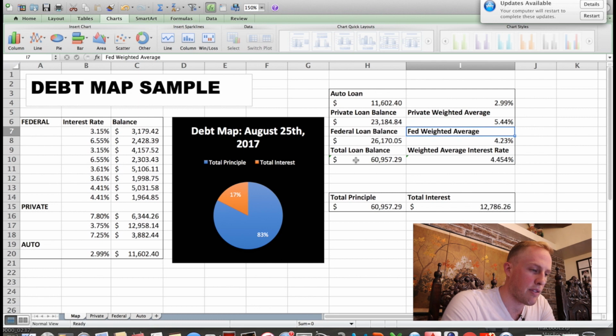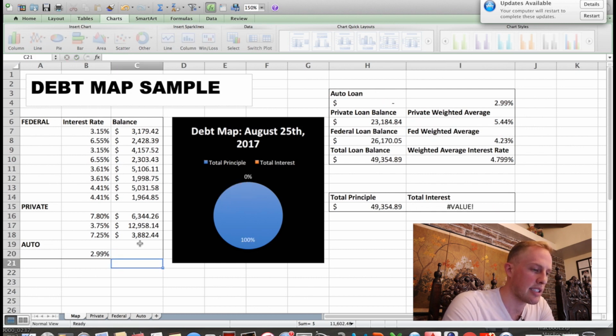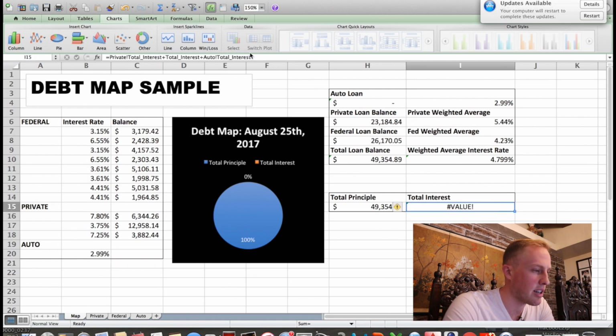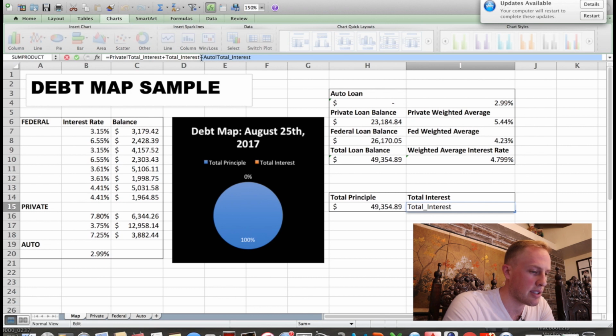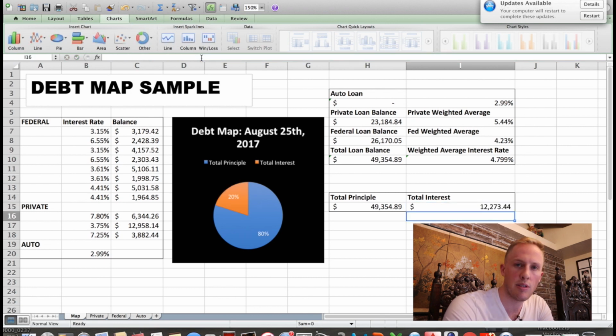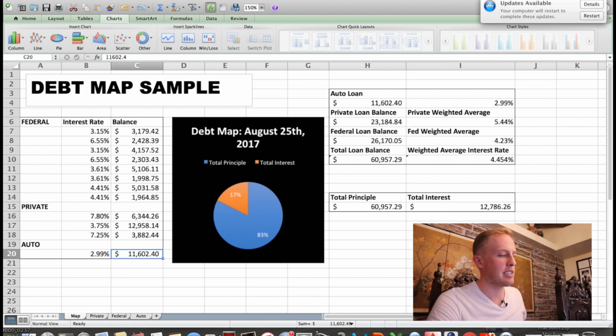And for the total loan balance here, you can see we have $60,957 and this amount. Now, if I delete the auto loan just to see what our student loans are looking like, take a look at this. Our loan balance for student loans is $49,354 and our weighted average is 4.8. This one, total interest paid, is not going to show up because I have the auto total interest here. So if I delete that, it should show up. $12,273 in interest. I'll put it back. All right, everything's back in place now.